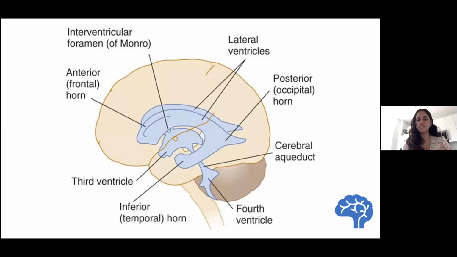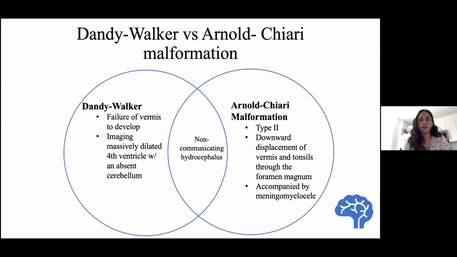So remember, you have the lateral ventricles right here. They drain into the third ventricle via the foramen of Monro, and that drains into the fourth ventricle via the cerebral aqueduct. And the cerebellum plays a key role in formation of that fourth ventricle. That's important to keep in mind when we actually discuss the pathology itself. So these are the two key pathologies that you want to keep in the back of your head when you have a small baby presenting with an enlarging head circumference, and imaging findings significant for non-obstructed hydrocephalus. So how do you differentiate the two?